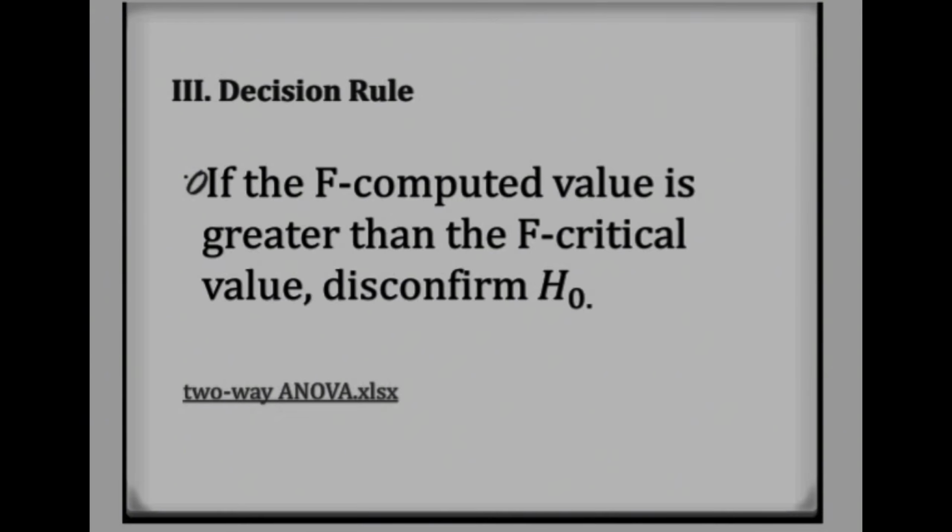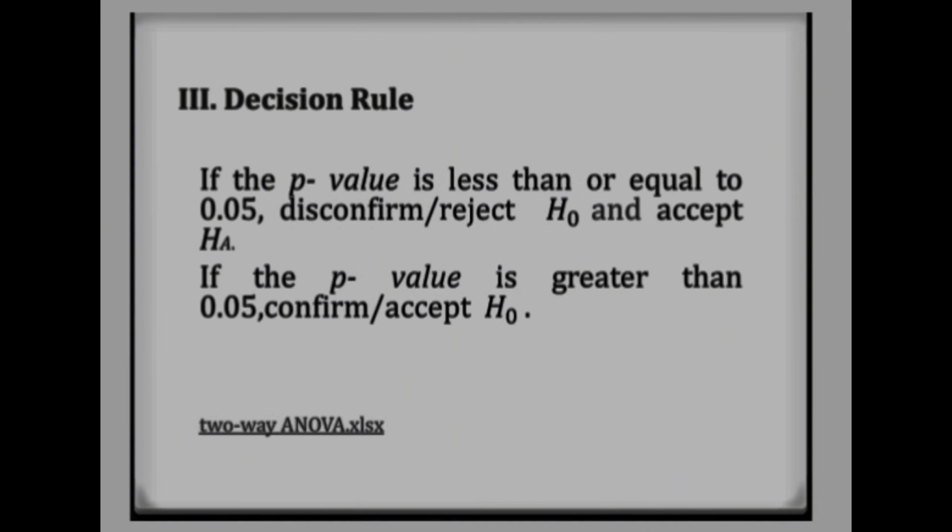This time, how are we going to interpret the data? If the F computed value is greater than the F critical value, this rejects the null hypothesis. On the other hand, if the p-value is less than or equal to 0.05, reject the null hypothesis and accept the alternative hypothesis. And if the p-value is greater than 0.05, then accept the null hypothesis.